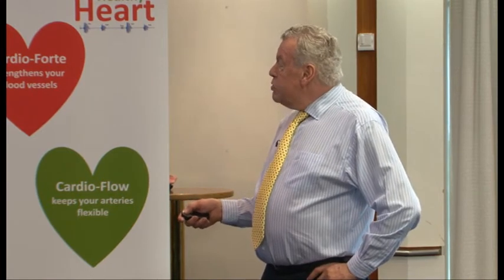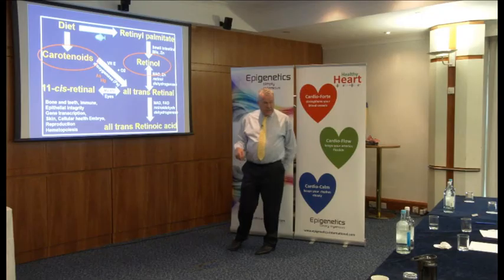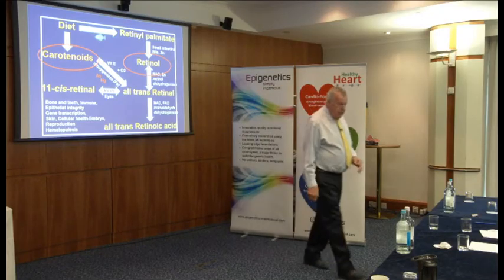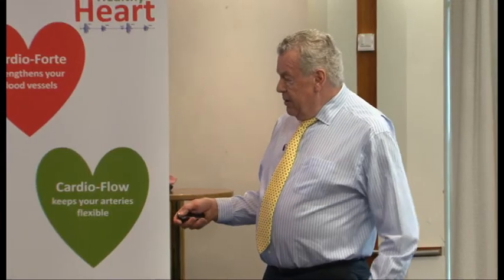So all-trans retinal, or vitamin A in the active form, will then convert with retinaldehyde dehydrogenase, this other enzyme, which makes all-trans retinoic acid, which is an acid here. And this is involved with bone and teeth, the immune system, epithelial integrity, gene transcription, skin, cellular health, particularly the embryo, reproduction and hemopoiesis, in other words, the production of the blood cells. So it's all involved with a lot of important areas in the body.